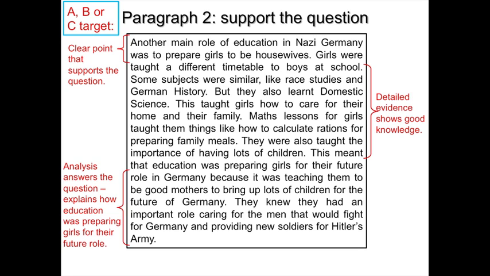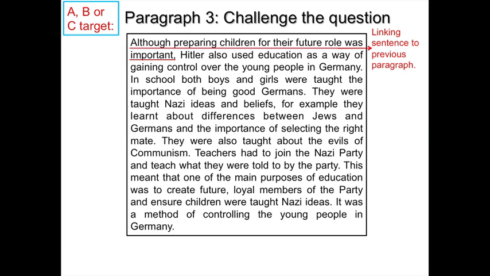Okay, we don't have a linking sentence on the end of this paragraph. Instead, there is a linking sentence in the beginning of the following paragraph, which is the alternative way of doing your linking paragraphs. So it can either go at the end of one paragraph or the beginning of the next. So here our linking sentence is: although preparing children for their future role was important, Hitler also used education as a way of gaining control over the young people in Germany.